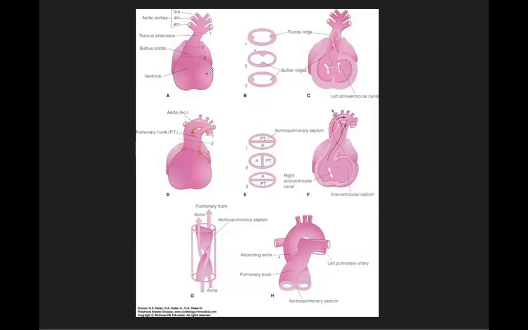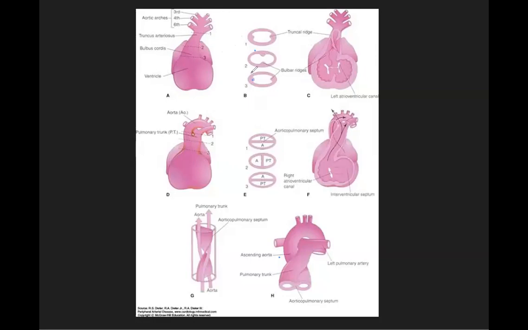Now this is the initial picture, after the third picture of the looping. Now you see, these are the bulbar ridges. This is this area, present over here.